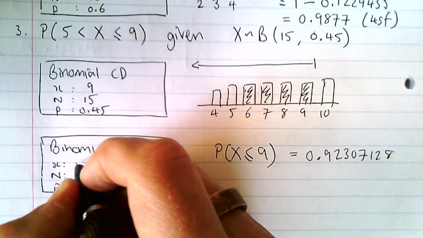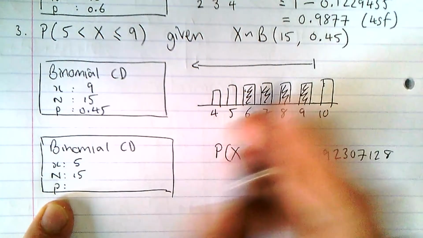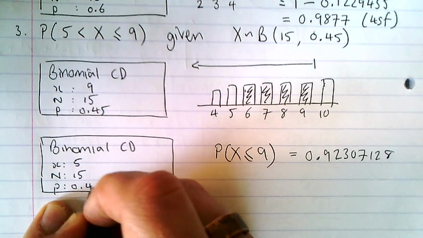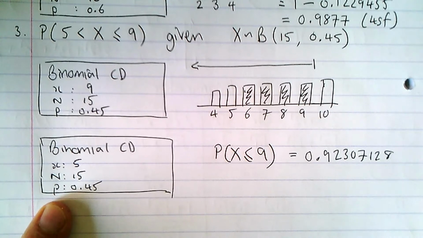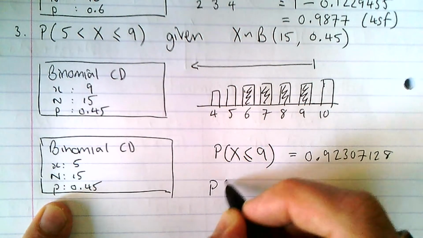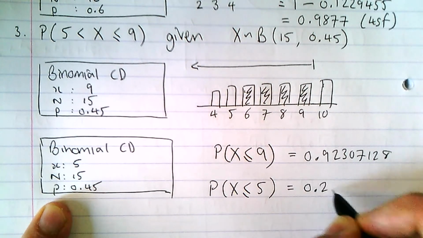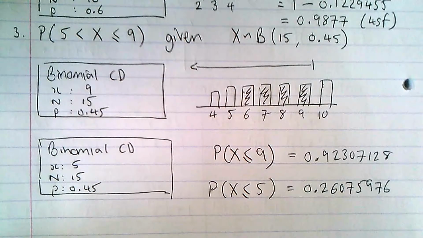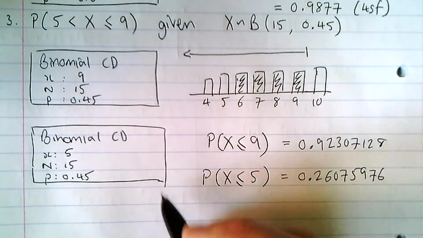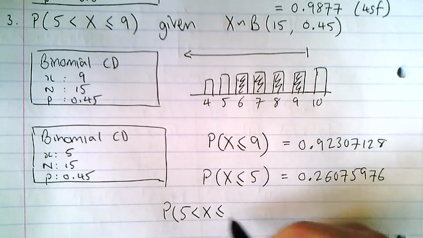So I'm going to put my upper limit as 5. Number of trials again is 15, the same as it was. And my probability of success is still 0.45, again the same as it was. So I'm just going to do that for you now. Upper limit is 5. I get here the probability that x is less than or equal to 5 as 0.260759776.